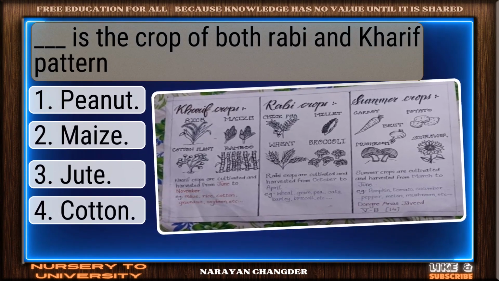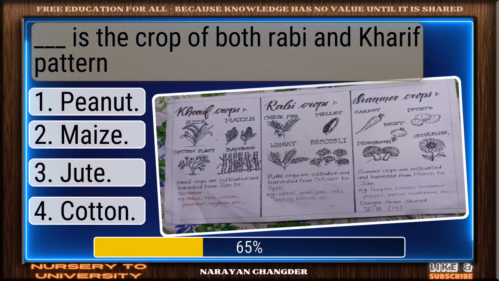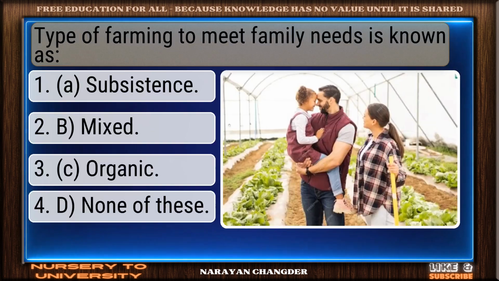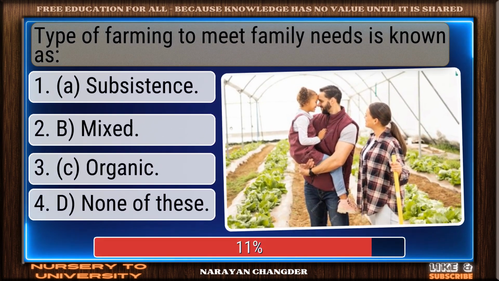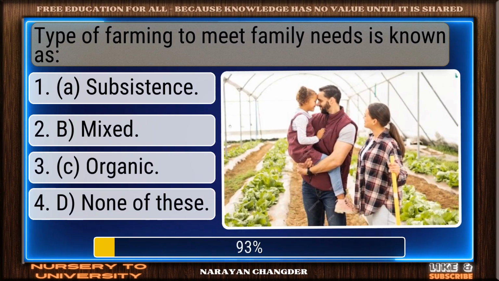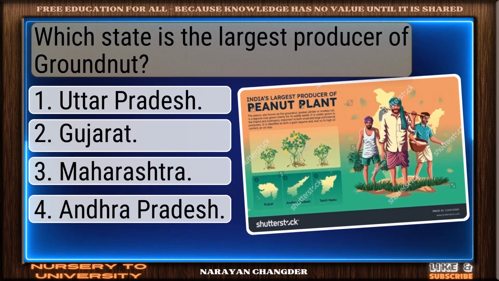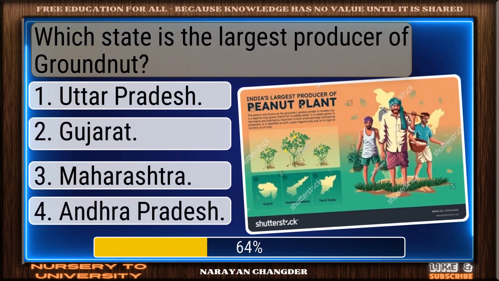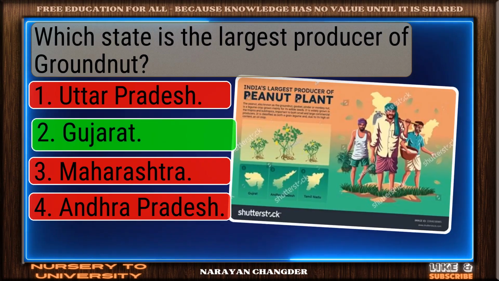Dash is the crop of both Rabi and Kharif pattern. Great job. Maize is accurate. Type of farming to meet family needs is known as? Right again. Subsistence is valid. Which state is the largest producer of groundnut? Correct response. Gujarat is accurate.